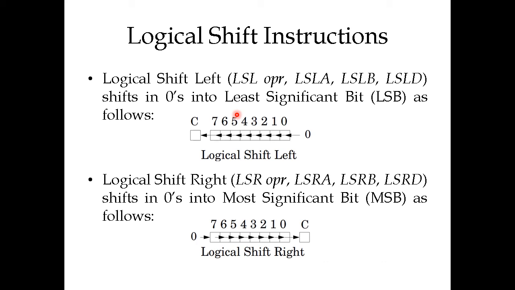For example, let's say you have a byte. It might be your accumulator A, your accumulator B, or a memory location. If you do the logical shift left, you will be pushing a 0 into the least significant bit, the rightmost bit, and every single bit will move one position to the left. The very leftmost bit, in the bit number 7 position, will go out of the byte and be stored into the carry.